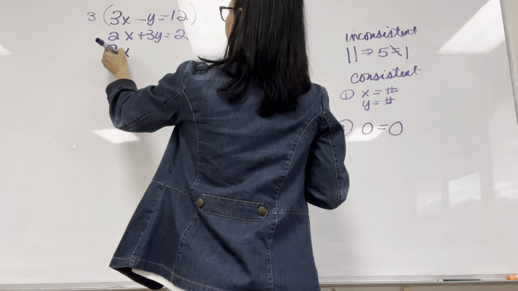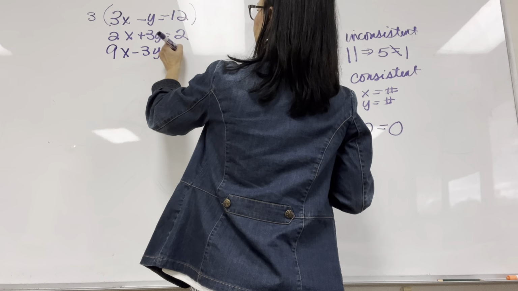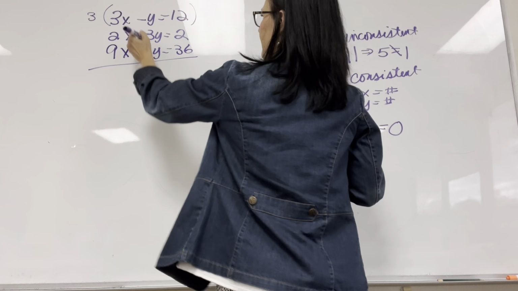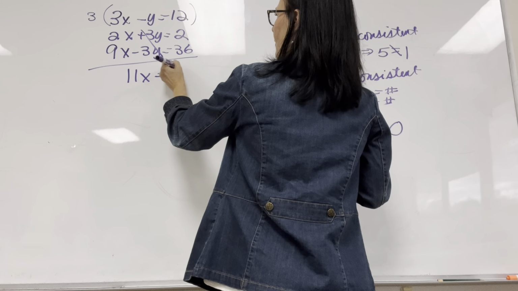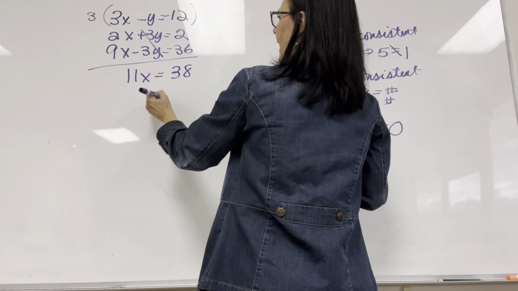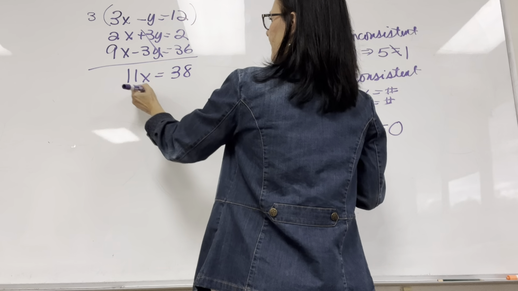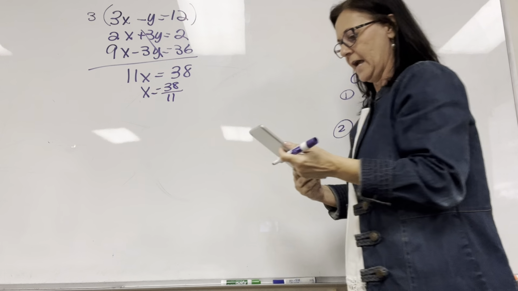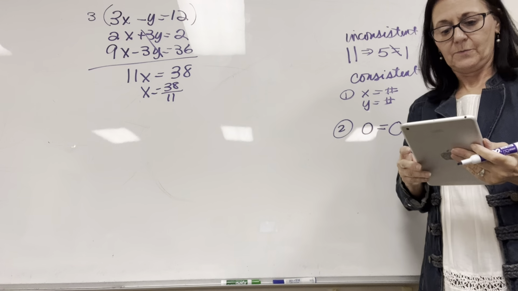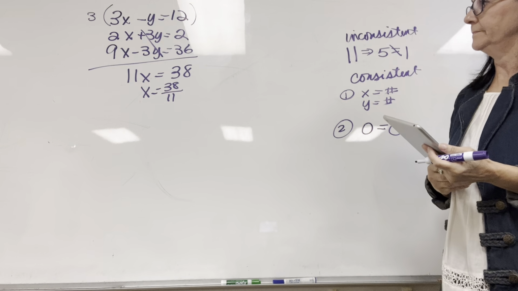All right, so now we have 9x minus 3y is 36. When we add them, we end up with 11x equals 38. Is this right? x equals 38 elevenths? Yes. Do not write it as a decimal as your textbook does.